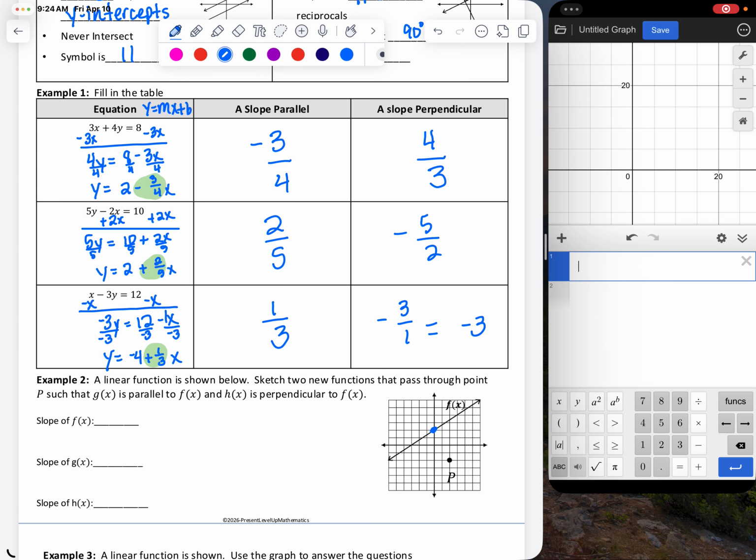So let me find two friendly points here. How about this one and this one? Starting with the bottom, we're going up 2 and right 3. So our original slope is 2/3. All right.